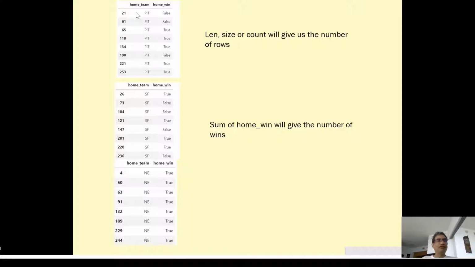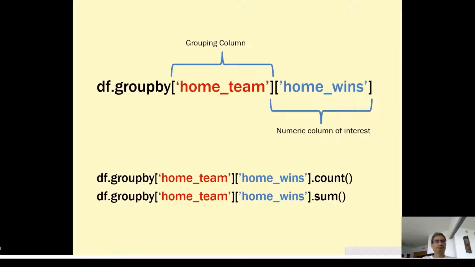Okay. So in one of these, if we simply ran length or size or count, there are variations. So the size of this data frame tells you the number of games played. And if you want to calculate the number of home wins, you simply sum up this home win column. So in this case, it will be 8. In this case, it will be whatever, 5 and 3 and so on. So df.groupby home team of home wins.count gives you the total number of games played, and df of home team home wins.sum will give you the number of home wins. Now let's go to Python and see how to do this in our Jupyter notebook.